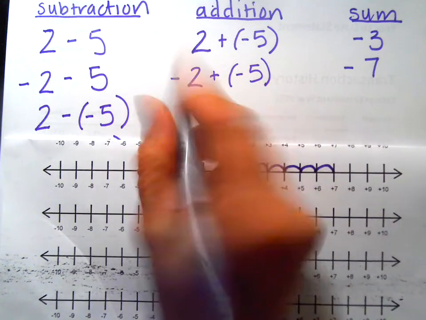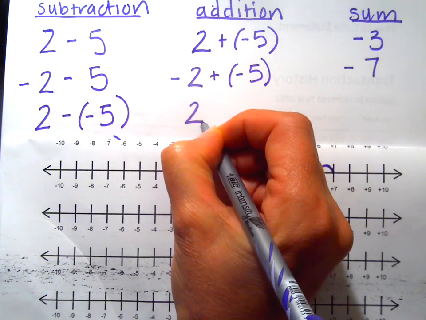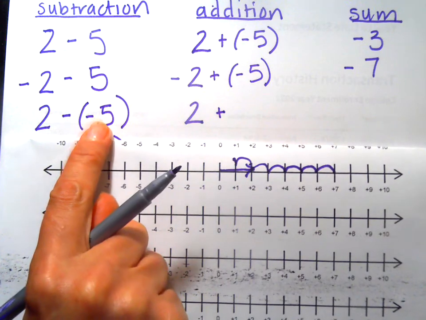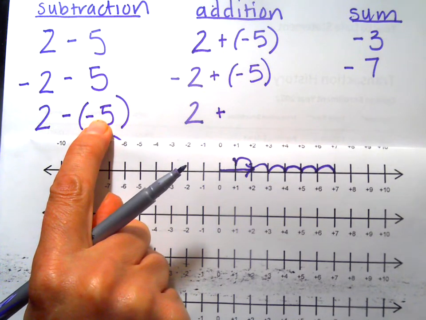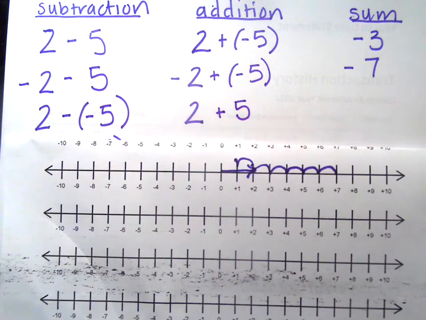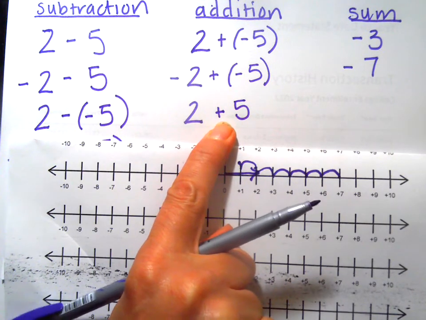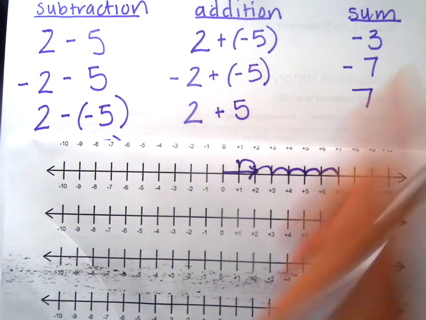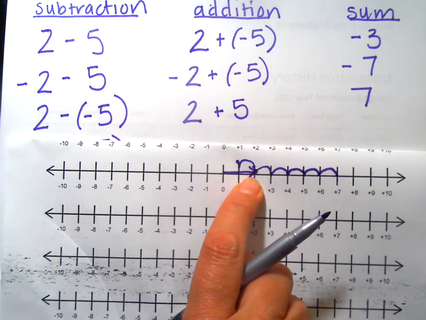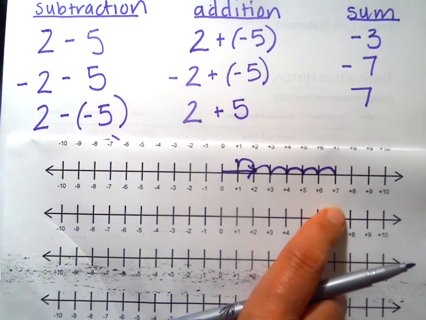And if we did the algorithm and said, let's change it to addition because that's easier, we'd keep the 2, change the subtraction to addition, and make the second number have the opposite sign. The opposite of negative 5 is positive 5. Now this looks like an easy problem. You look at that and you're like, that looks crazy. 2 plus 5, that looks easy. It's 7. And it looks exactly the same on the number line as when we did subtraction. You go to positive 2 and you keep going in a positive direction 5 more to 7.